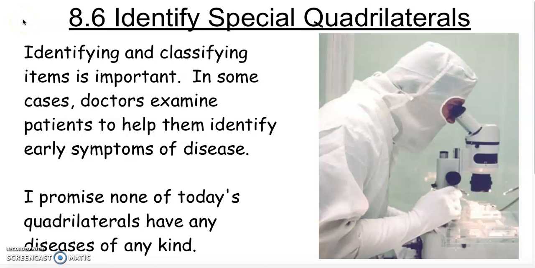All right, this is the first day presentation of section 8.6, identifying special quadrilaterals. So identifying and classifying information is super important. It's a lifelong skill. Being able to look at something in front of you and figure out what's going on is super, super important.